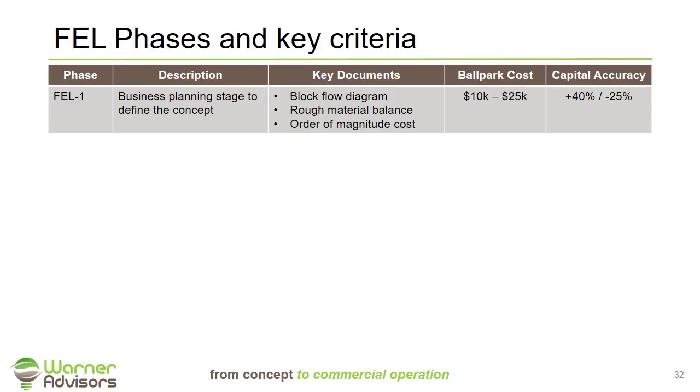So just to give perspective, let's review our dimethyl glop process against the FEL phases we discussed earlier. In this table below, the first three columns, the phase, the description, and the documents, all have remained the same, but let's talk about some ballpark costs and accuracies. So in the case of FEL1, which if you recall was going to take a month or two to do, that would probably cost in the range of $10,000 to $25,000 if you went to an outside engineering firm to do that level of analysis. As we discussed previously, that's going to be in the range of a plus 40 minus 25 capital cost estimate.